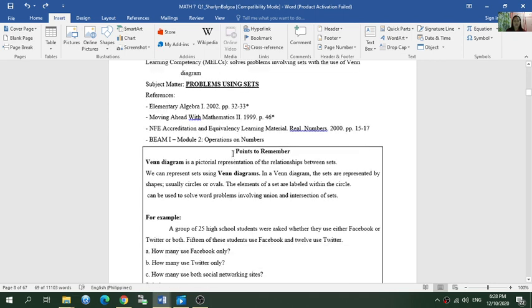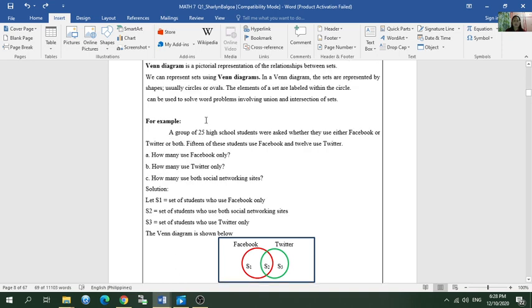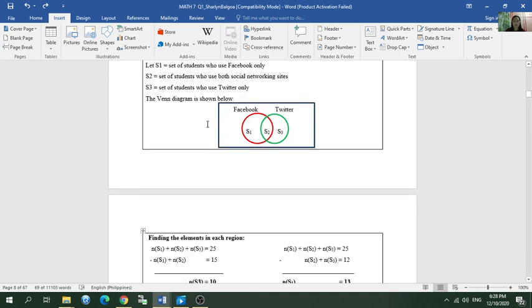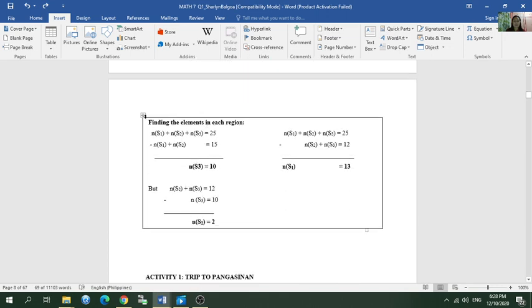Okay, meron tayong points to remember dito. So we have the definition of Venn diagram, the use of Venn diagram, and how to label sets that are seen in the Venn diagram. Okay, meron din tayong example dito on how to solve problems involving Venn diagram. And we have also here the solution.